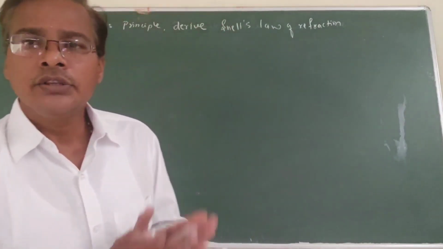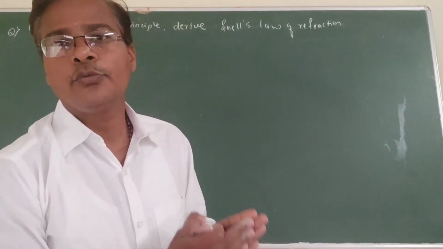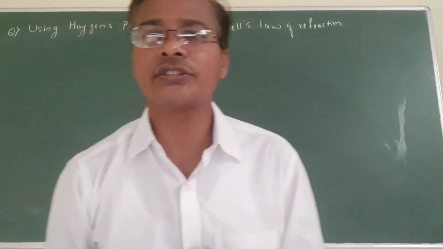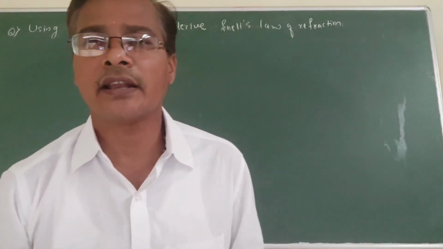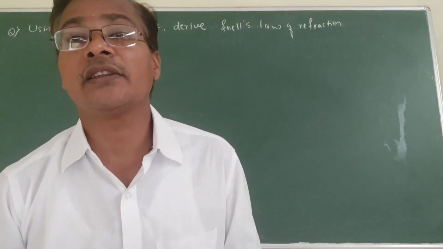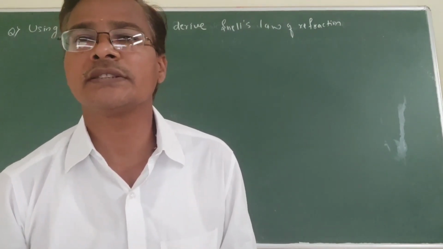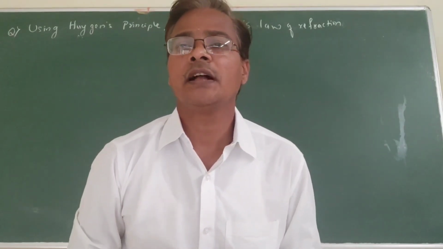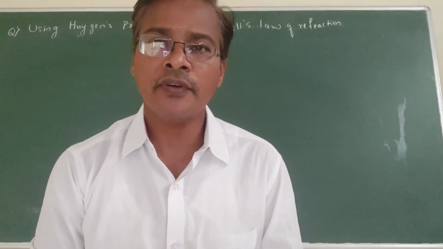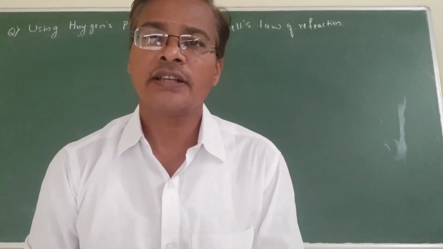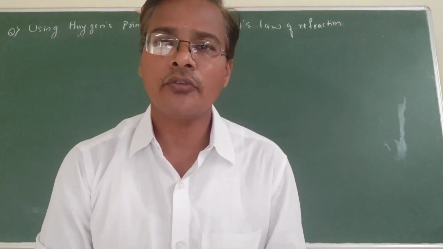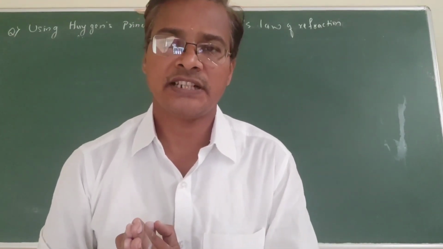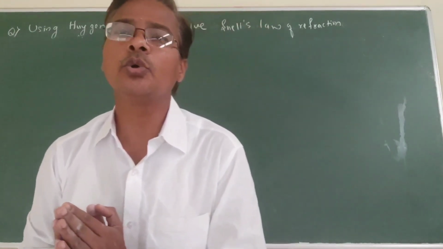So here, using Huygens' principle, we have to derive Snell's law. Snell's law is the second law of refraction. The first law says that the incident ray, the refracted ray and the normal at the point of incidence all lie in the same plane. The second law says the ratio of the sine of the angle of incidence to the sine of the angle of refraction is a constant, that is sin I by sin R equals n.